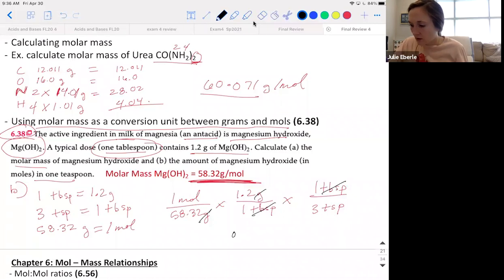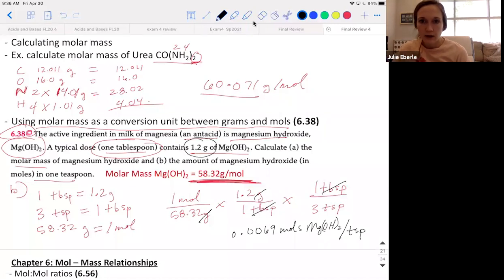So I got 0.00, we'll just say 69 moles of Mg(OH)2 per teaspoon. Okay, Brooklyn got that as well. So you see how we can use molar mass to convert. We were given the number of grams, and then we calculated how many moles in a certain amount.